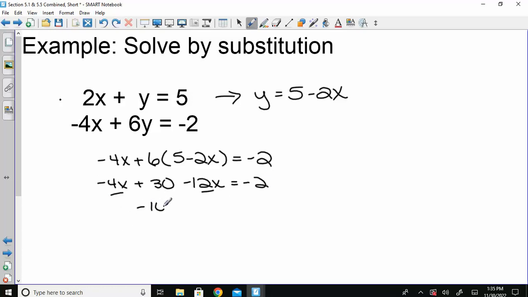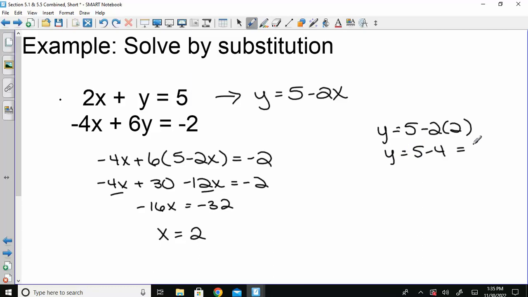So that gives us a negative 16x. If I subtract over my 30 equals negative 32, divide, and x is 2. So if you plug that in, y is 5 minus 2 times 2, which is 1. So my answer is 2, 1.